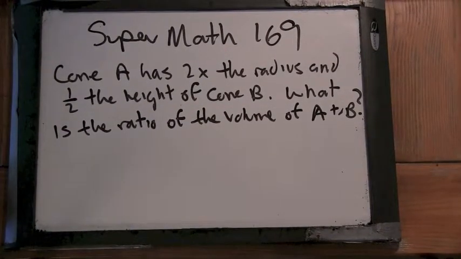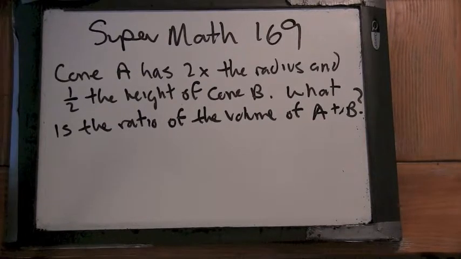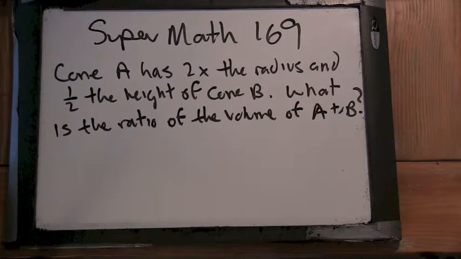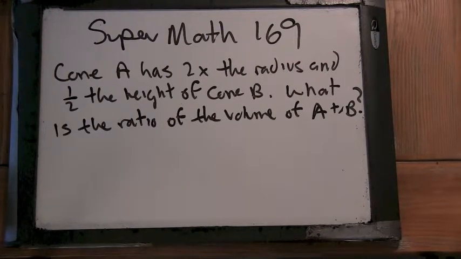SuperMath169. So we saw an interesting problem, and it's a kind of problem we really haven't seen too much of before. So I wanted to talk through it, even though you've already solved the problem. It says cone A has 2 times the radius and half the height of cone B. What is the ratio of the volume of cone A to cone B?